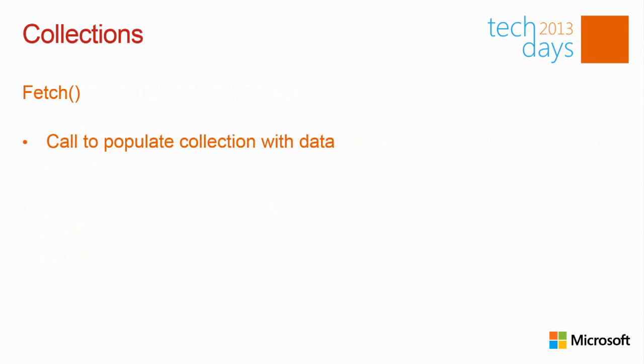Okay, two really important function calls with collections. One is called fetch. It's really important to call fetch because fetch is going to do everything in terms of getting our data from local store, getting our data from an endpoint, and populating our collection with stuff. So it's really important that we call fetch.